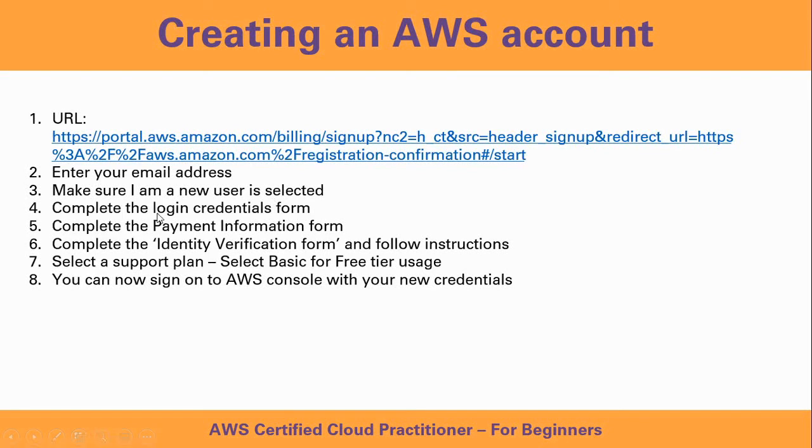Complete the login credentials form. Complete the payment information form. You will need a credit or debit card. Complete the identity verification. And when you select the support plan, select basic for free tier usage, and then once all the steps are done, you can sign on to the AWS console. So I'm going to start now, so let's go.